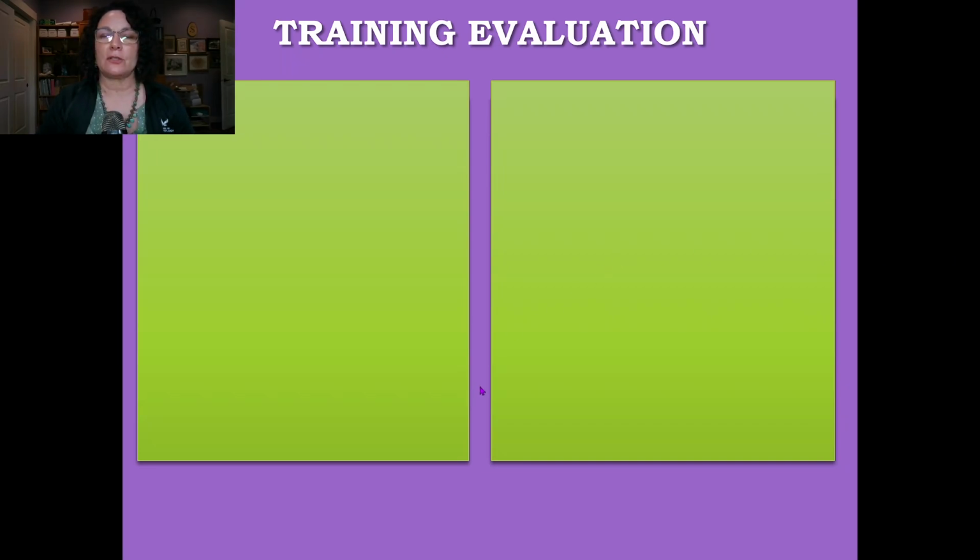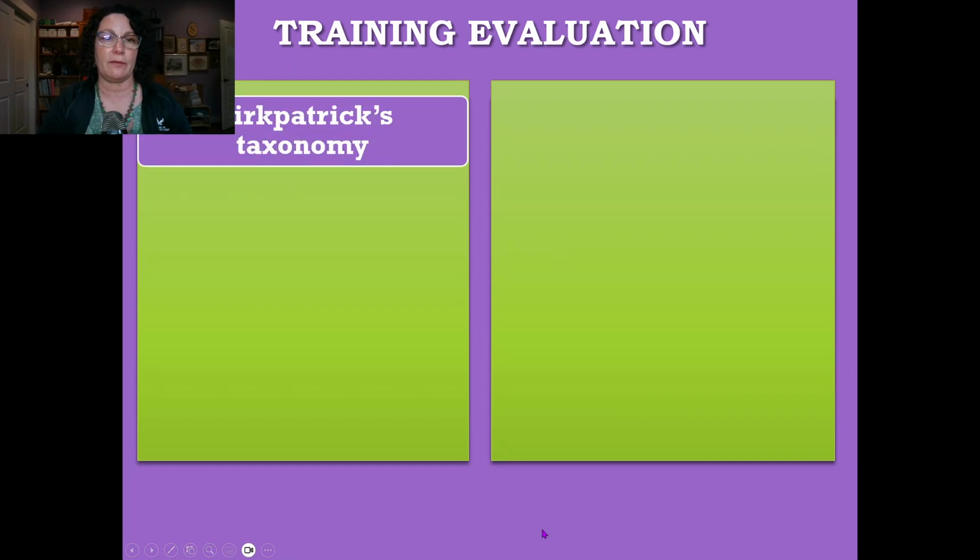All right. So in training evaluation, we're talking about how we can evaluate whether the training was effective or not. It's not being evaluated in training. This is a flip side. So it's not feedback. This is how do we determine whether the training was effective or not. So one strategy is to follow what's called Kirkpatrick's taxonomy.